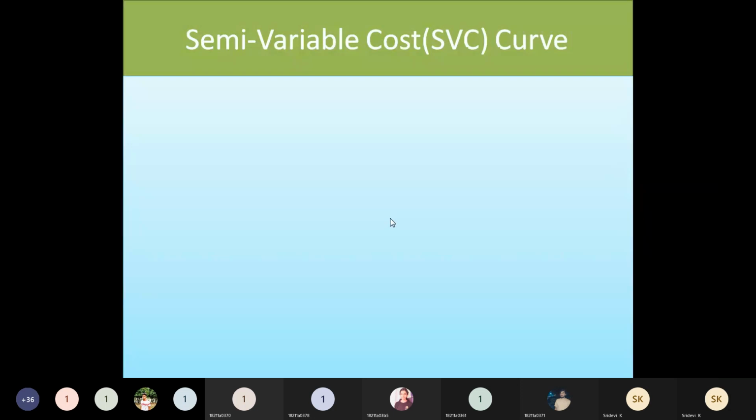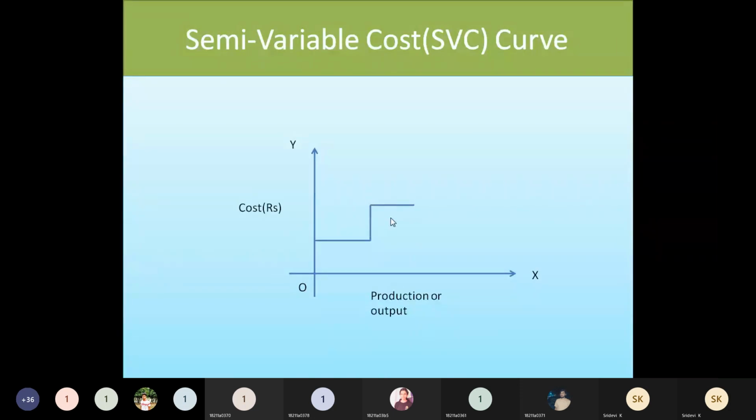So how will this curve be flowing? Any other example you want to give for semi-variable cost? Same, output on the x-axis and cost you are going to show. So this is how the semi-variable cost will be varying. Some part it will be constant and some part it will be varying. Okay, so it is increasing, which we can say is semi-variable cost.